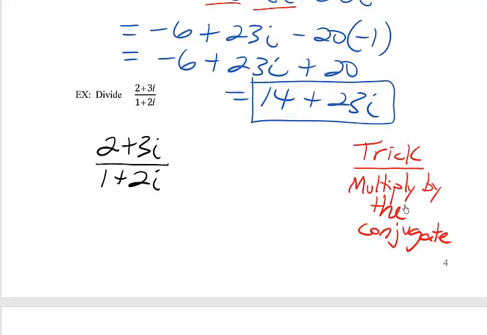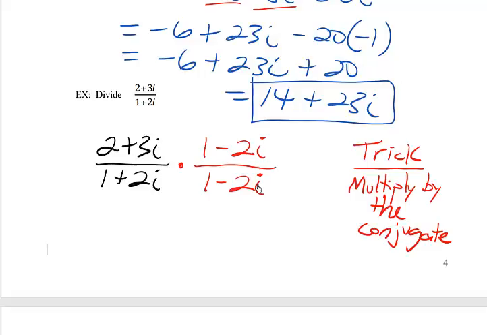The trick is called multiply by the conjugate. The conjugate means take a look at the complex number you have on the bottom. The conjugate is the exact same thing, but with the sign opposite in the middle. In other words, the conjugate of 1 plus 2i is 1 minus 2i. I'm going to take this fraction, this division problem, and I'm going to multiply the bottom by 1 minus 2i. Now, the only way I can do that is if I also multiply the top times 1 minus 2i.